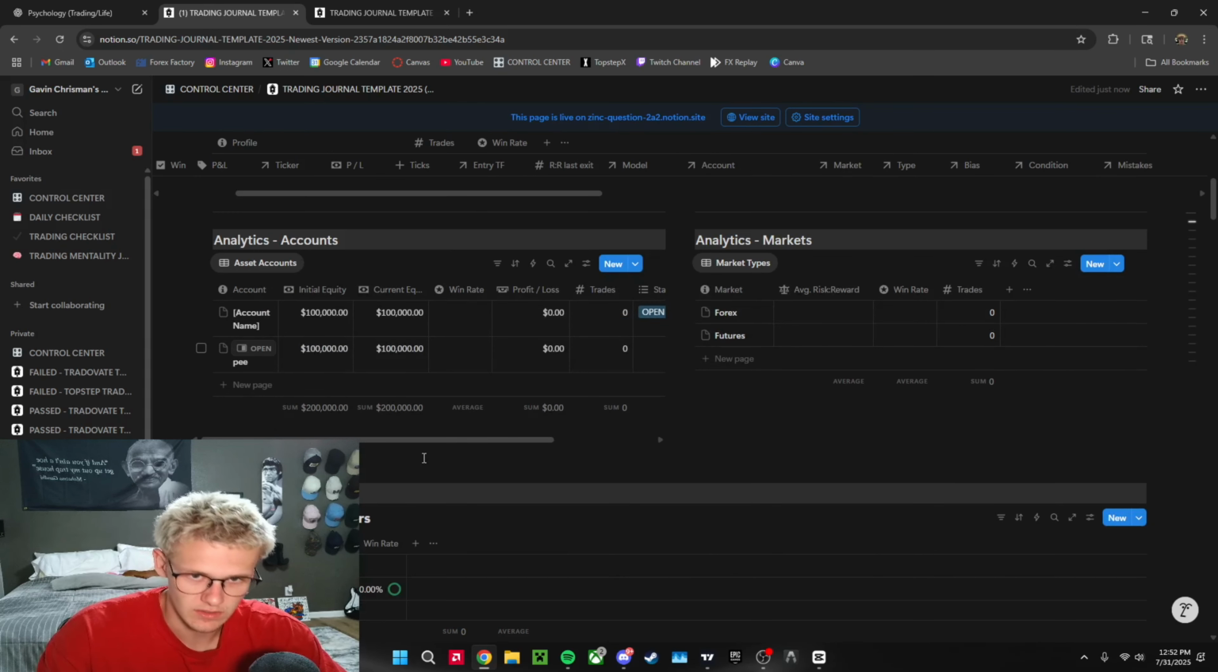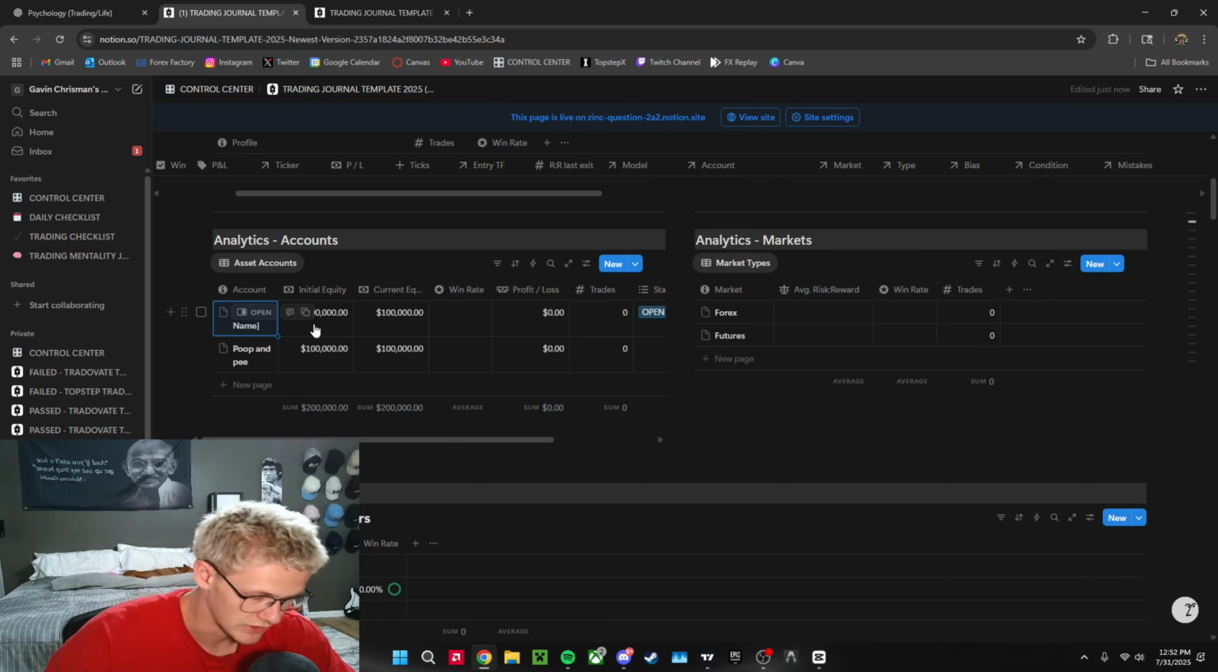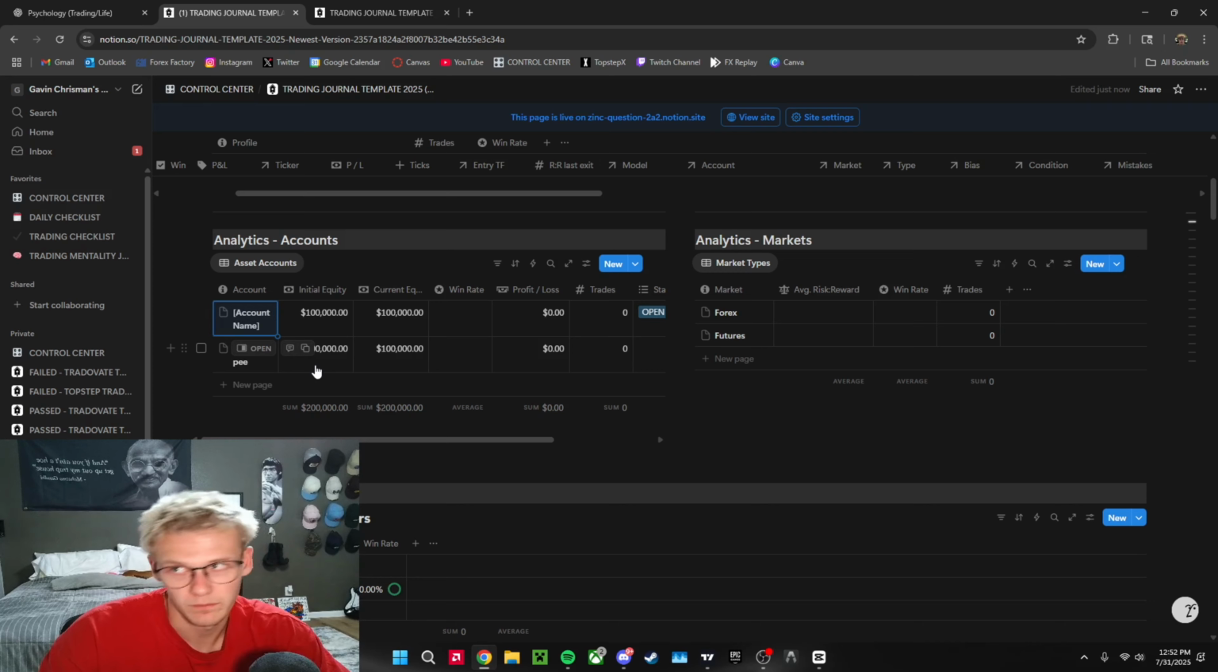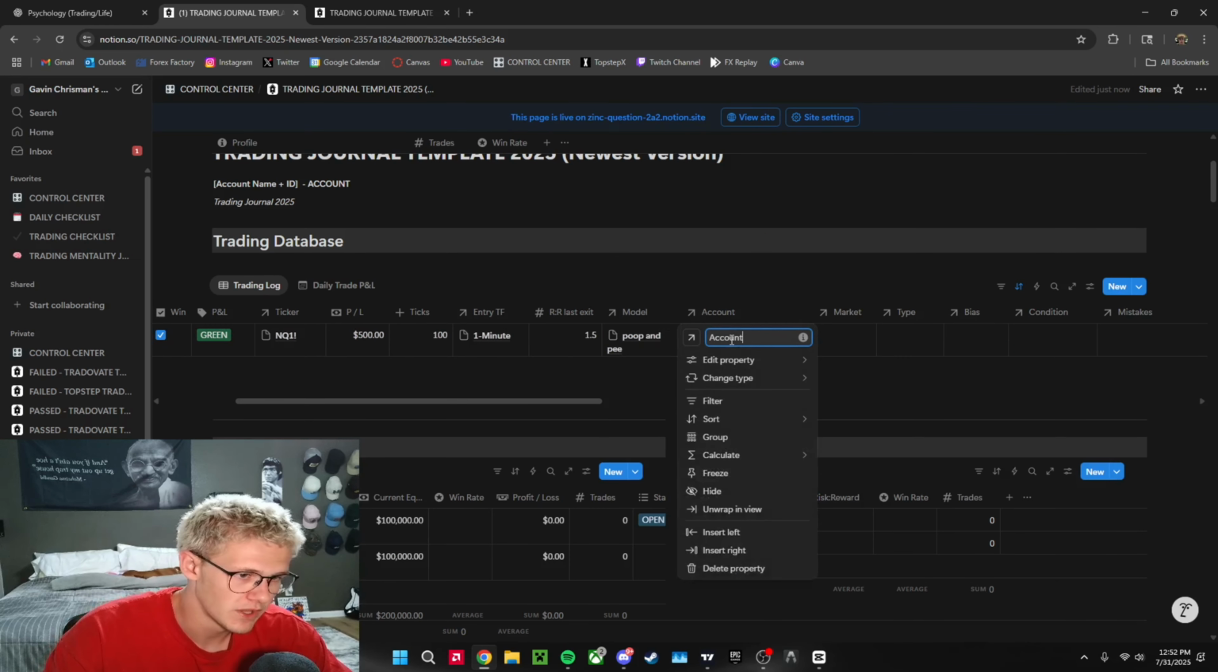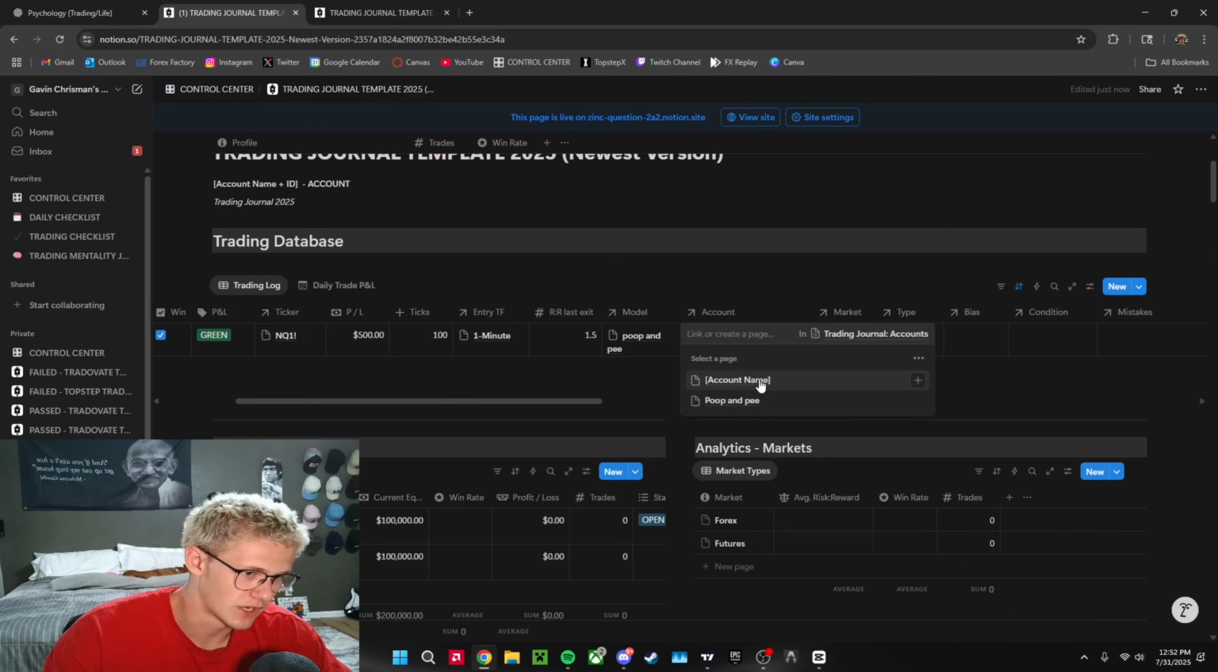So, that's essentially what the analytics account section is: whatever account you have, you can name it whatever, and then initial equity will just be what the account starts at. So if you say you buy a $100,000 prop firm account, you will list it as $100,000 in your initial equity. And then if you come over here, you will see that your new account is in the drop down that you can select from.